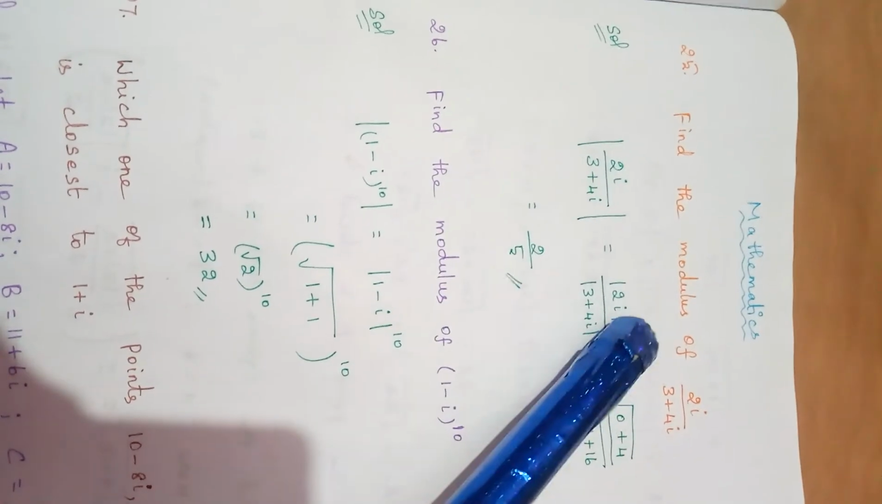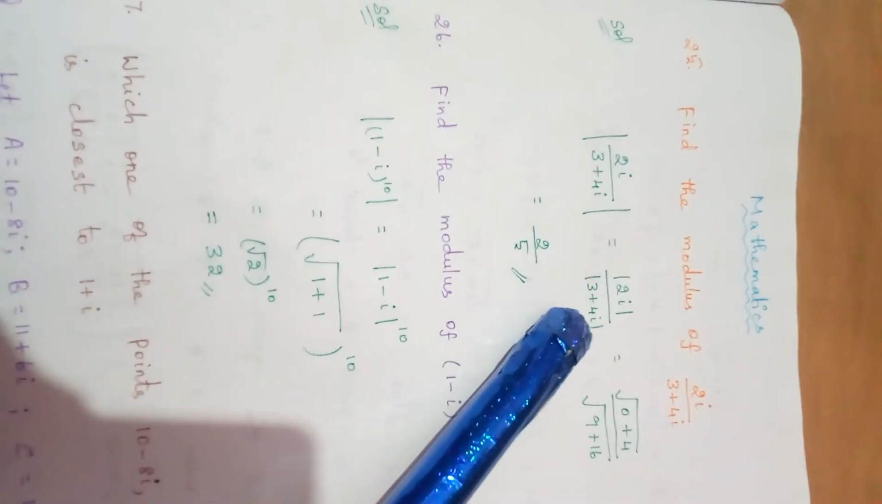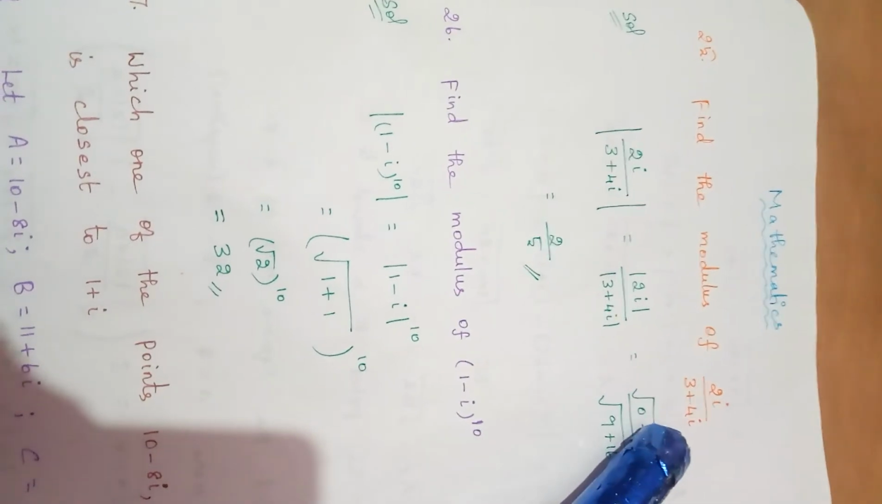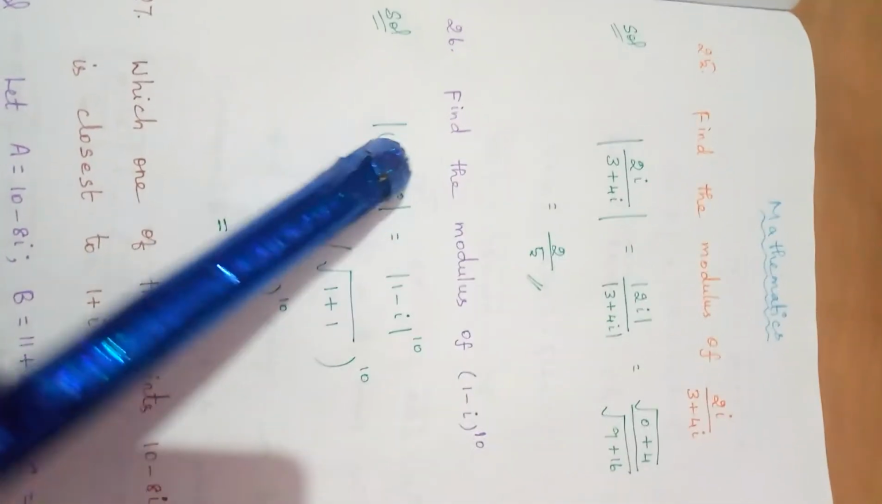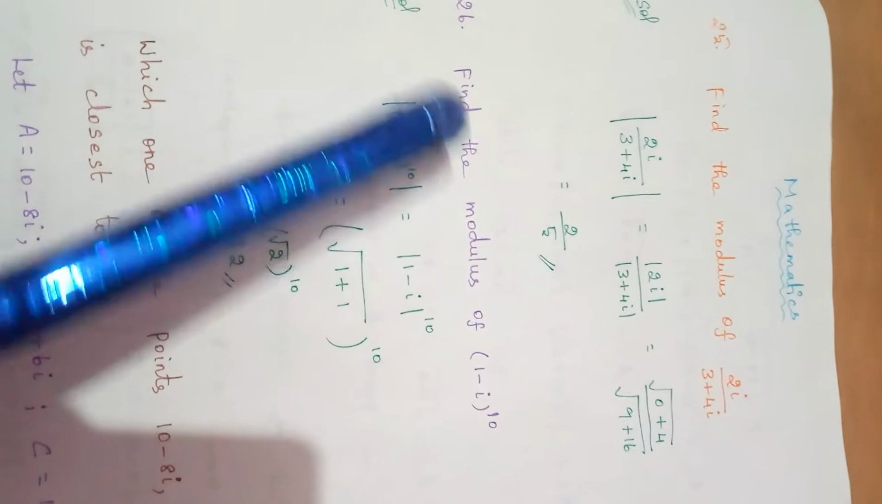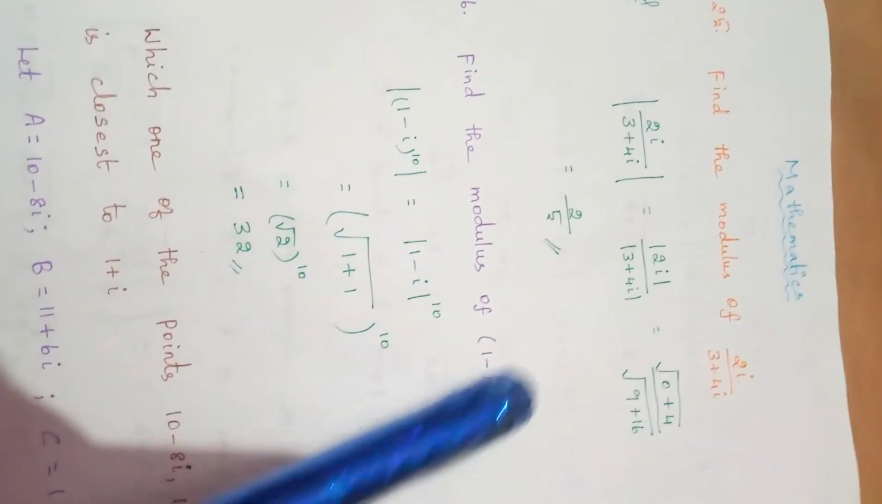The quotient can be split like this. That is what you have to know, then the formula for modulus. Okay, we'll go for the next sum. Problem number 26. Find the modulus of this one.